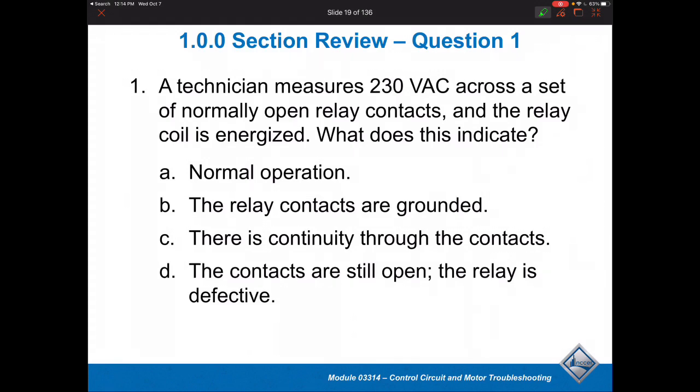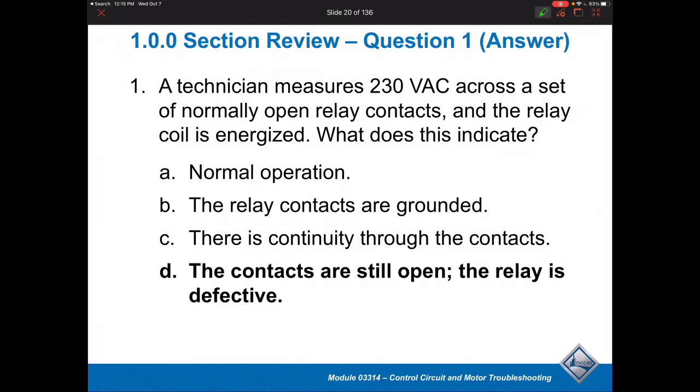So that will conclude that first section. I will go through these review questions really quick. The first says, a technician measures 230 volts across a set of normally open contacts and the relay's coil is energized. What would this indicate? Well, if it's a normally open set of contacts and you have that relay energized, you would expect those to be closed. So if you're getting 230 volts, those contacts are not closing, which would typically mean they're bad. So the contacts are still open, the relay is defective, and you'd have to change the relay out.